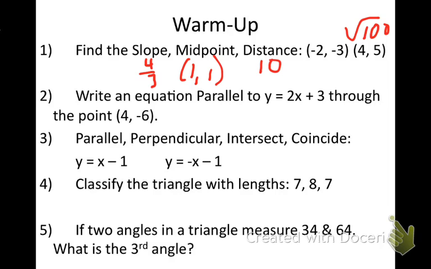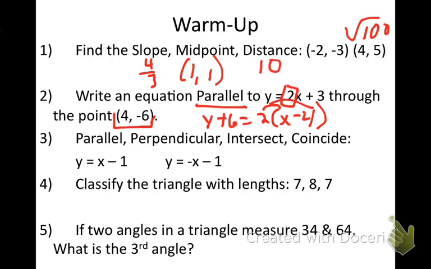2. Write an equation parallel to y equals 2x plus 3 through a point. Parallel now recognized. Parallel lines would have the same slope. So I'm going to take that slope with my new point, and I'm going to put it into point-slope form. So y plus 6 equals 2 times (x minus 4). From there, if I want to put it into slope-intercept form, I could. I would have to distribute and then subtract the 6, which would give me y equals 2x minus 14.